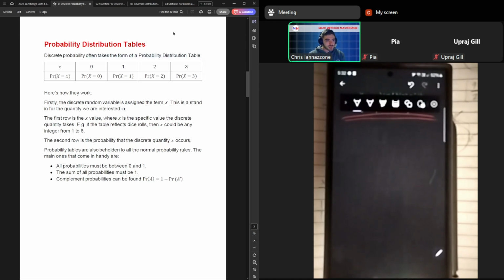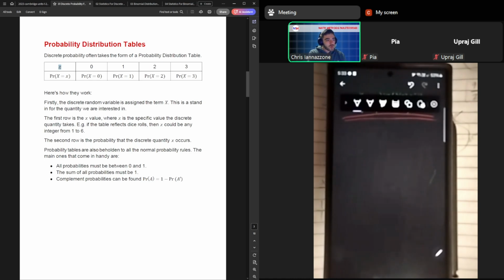A lot of the time, when you're doing discrete probability, it'll come in the form of a probability distribution table. Those would look something like this. You'll see some capital X, some little x, a bunch of different values for those x's, and the probabilities of those outcomes occurring. Capital X is known as the discrete random variable. That's basically just a stand-in for the quantity that you're interested in. So if it was dice rolls, then capital X is the variable that holds the dice roll, 1 through 6.